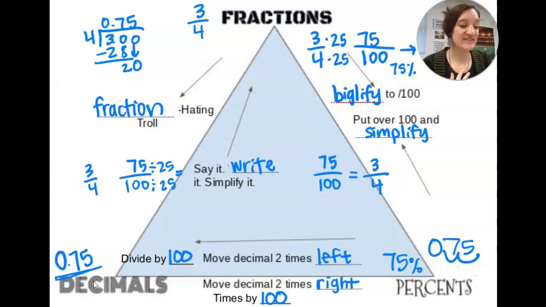Now, we've talked about this before. If you're not able to biglify a number, for example, if it is like 3/8, 8 is not a factor of 100, so you're not going to be able to biglify it. No fear, don't worry. Take that fraction hating troll it to a decimal, then scoop it twice, and you'll still make it to percent. Okay?